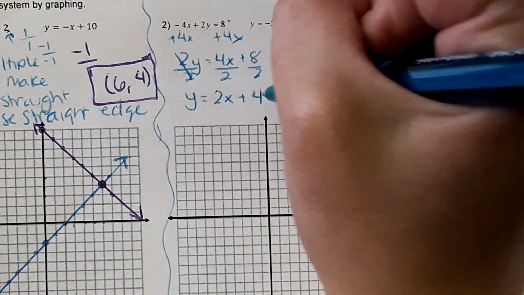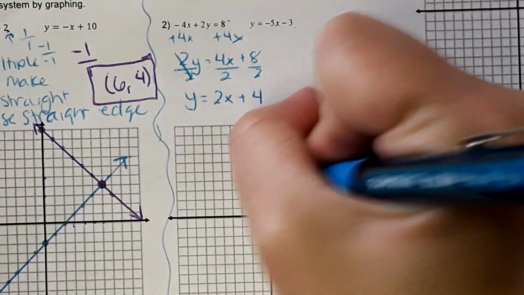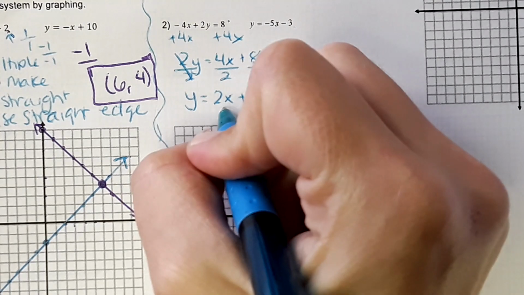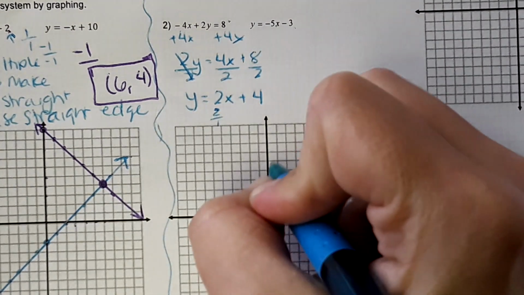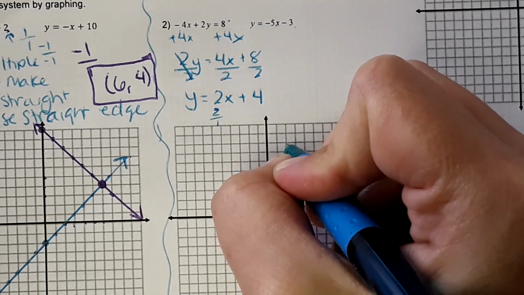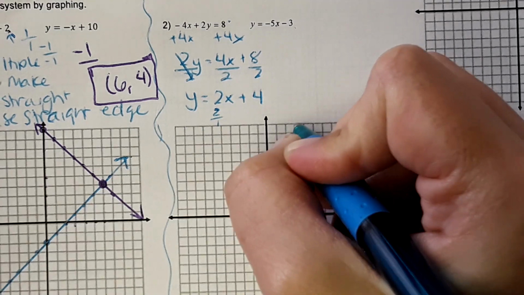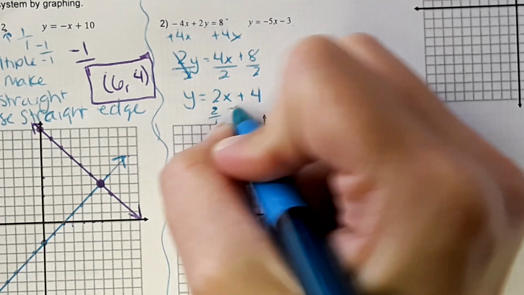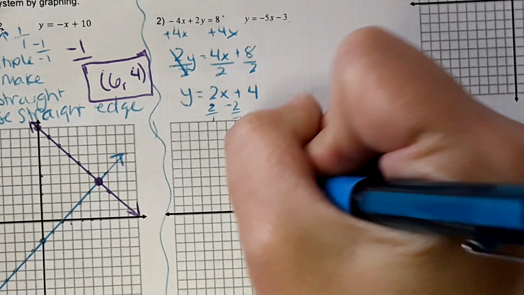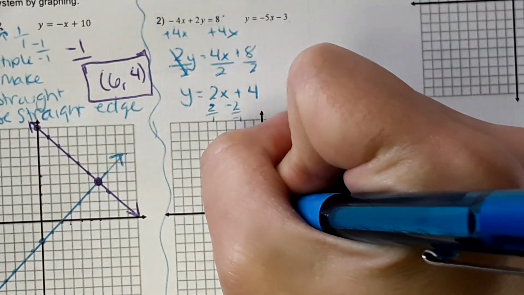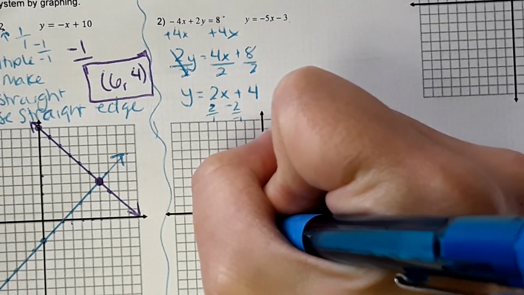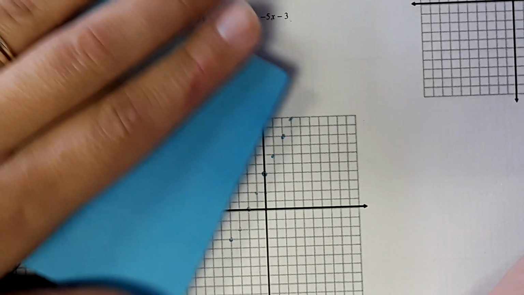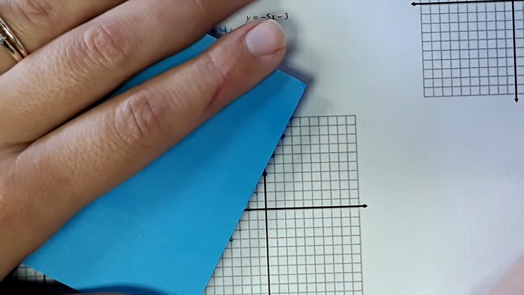So here, y-intercept is at 4. 1, 2, 3, 4. Our slope is 2, so I'm going to go up 2 over 1. And then positive 2 over 1 is the same as negative 2 over negative 1, so I can also go down 2 to the left 1. Again, I'm making my point small on purpose, so my line's just going to be super accurate.